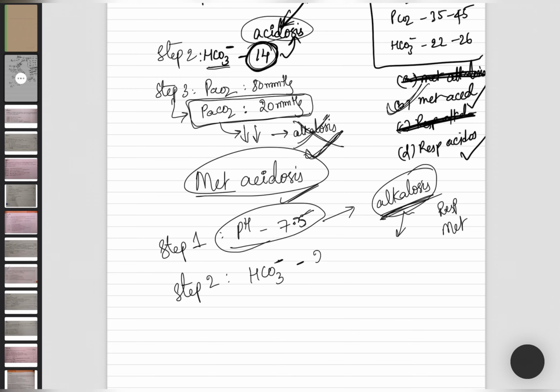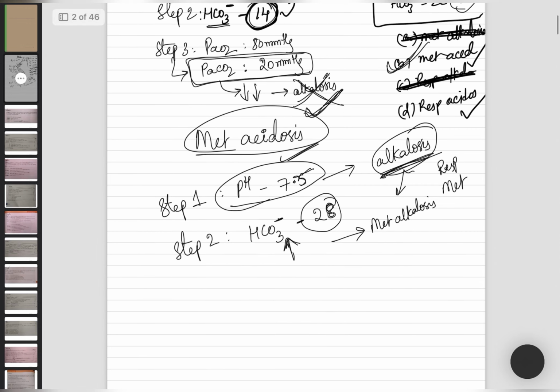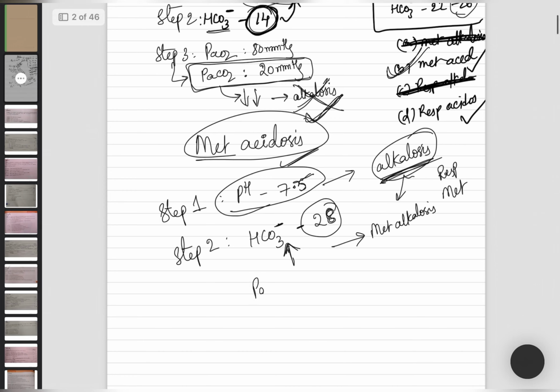See, if the bicarb is, say, 28, high bicarb is alkali, low bicarb goes in favor of acid. Here it is high bicarb, 26 is the upper limit of the normal range, here it is high. So this can cause alkalosis. Yes, there is metabolic alkalosis. Then we have to check what the respiratory component is doing. So we have to see what PaCO2 is. Okay, PaCO2 is 48.